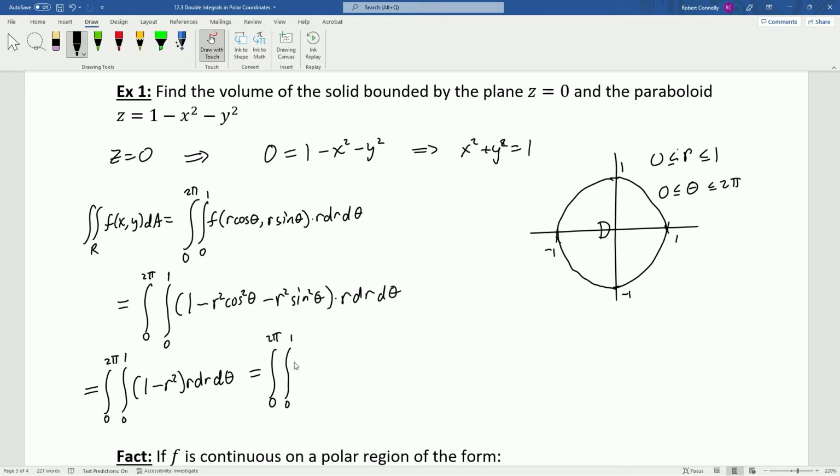And now if I distribute this r, I get r minus r cubed, dr d theta. And now we can start integrating this. So there's a little bit of setup work to do, but once we start doing this integral, we'll see it's pretty easy. Not a bad integral at all.